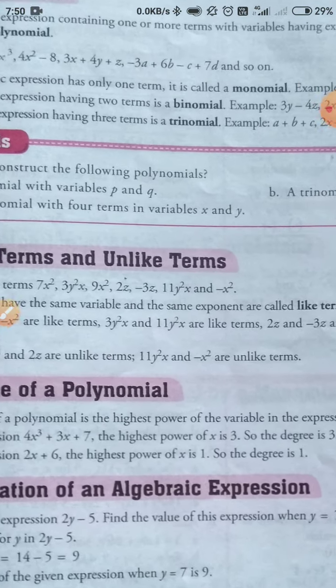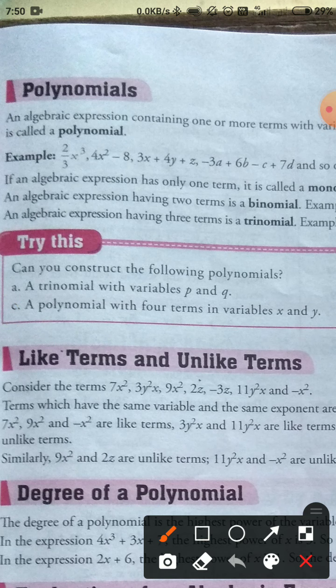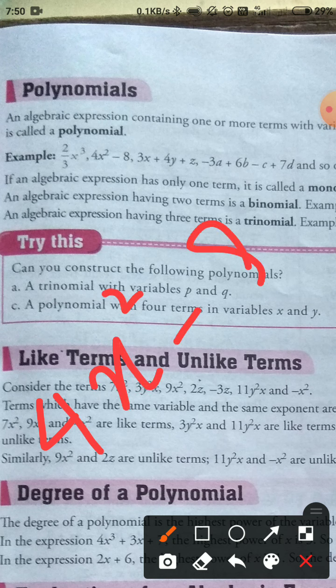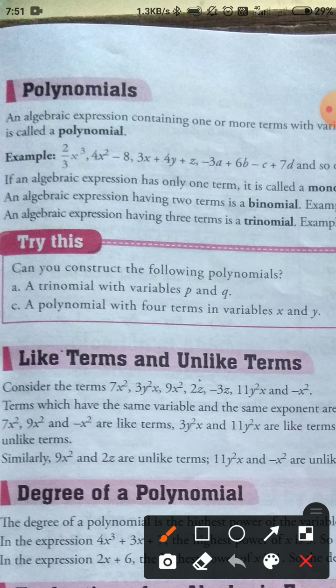So as you can see in this example, 4x square minus 8, 2 by 3 x cube. Here you can see that in 4x square minus 8, this 8 is the constant term, 4 is the coefficient of x square, and this x square is a variable whose power is a non-negative number, means it is positive, right?